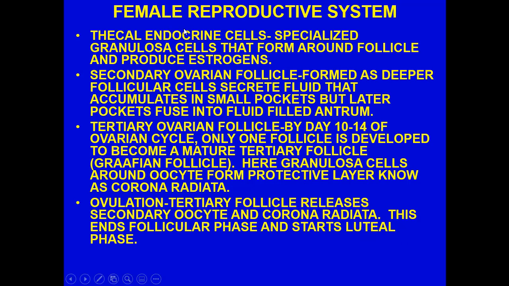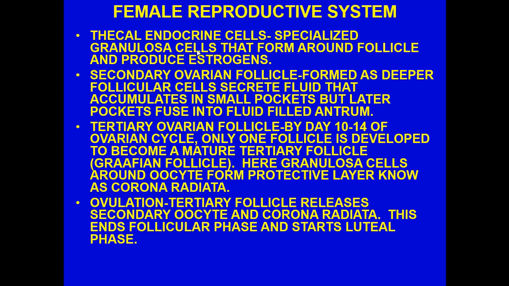Now, I've talked about the zona pellucida, but then we've got this other layer. What happens is some of the granulosa cells develop further, and they become what's called thecal endocrine cells. Now, these are the ones that are around the follicle. They're going to be producing, though, estrogens. So we move from now a primary ovarian follicle, and we're going into the secondary ovarian follicle.